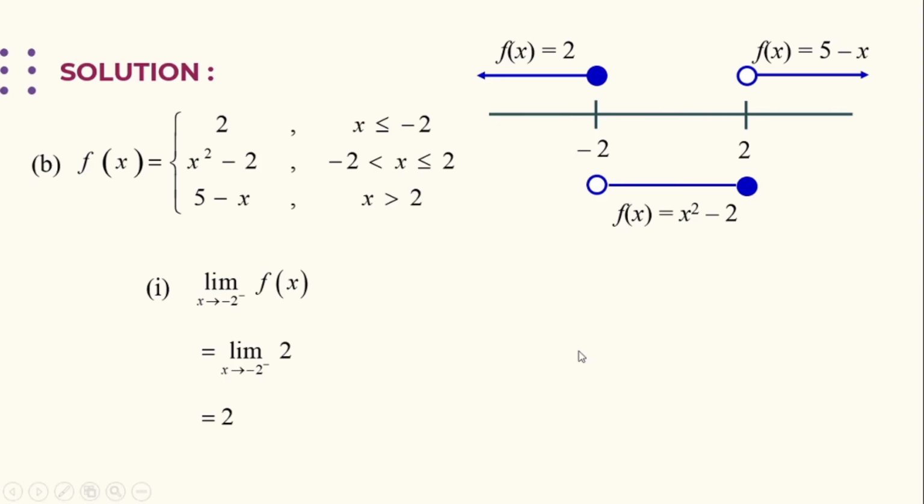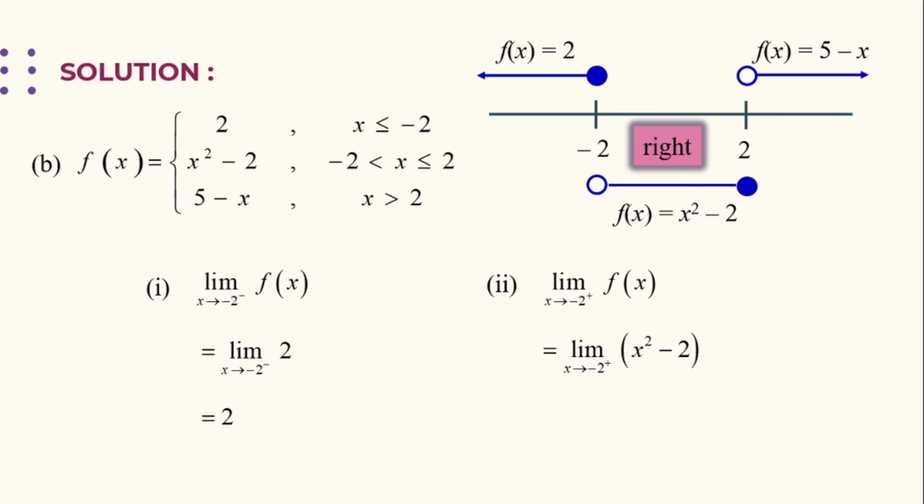Let's try number 2. We are asked to find the limit of f(x) as x approaches -2 from the right. So we stay to the right of x equal to -2. For this one, we need to choose the function that is closest to -2. So the closest function here is f(x) equals x squared minus 2. So we replace f(x) by x squared minus 2, substitute -2 into the function, and the limit of f(x) as x approaches -2 from the right is 2.